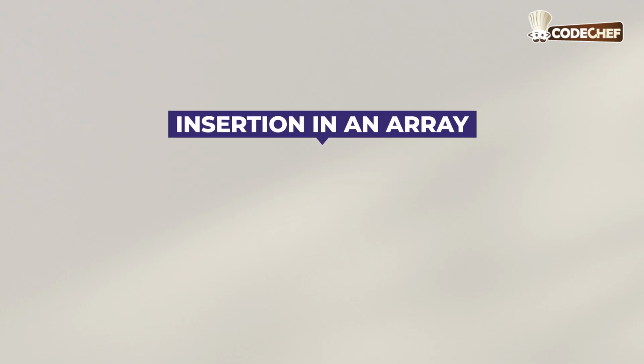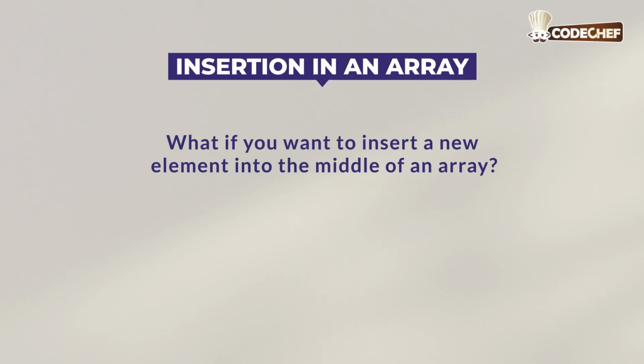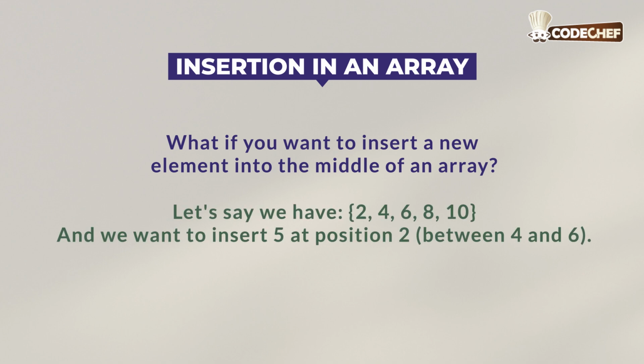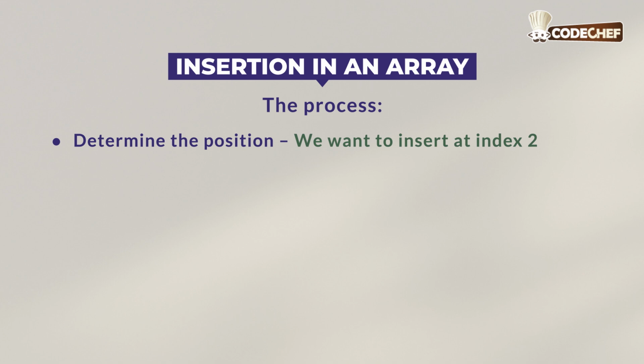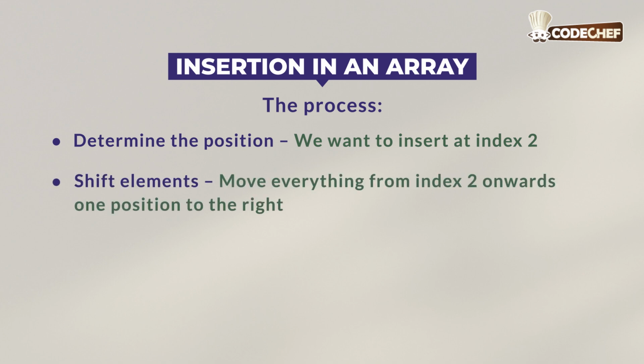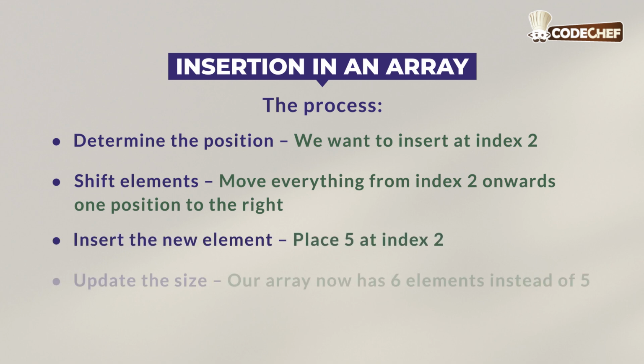Insertion in an array. What if you want to insert a new element into the middle of an array? Let's say we have 2, 4, 6, 8, 10. We want to insert 5 at position 2, between 4 and 6. The process would be to determine the position where we want to insert, at index 2. We shift the elements, moving everything from index 2 onwards one position to the right, and we insert the new element, which is placing 5 at index 2, and we update the size. So our array now has 6 elements instead of 5.